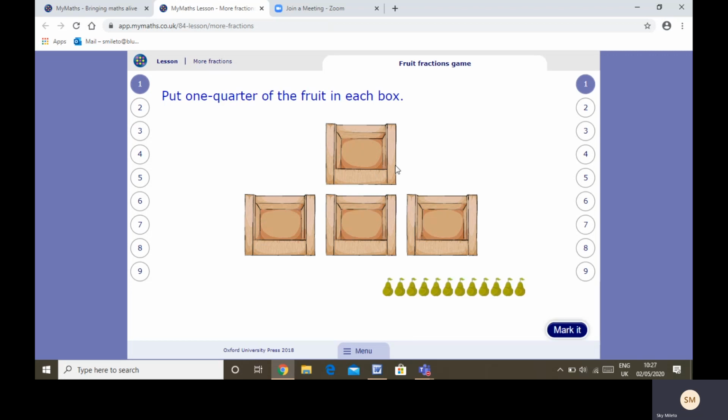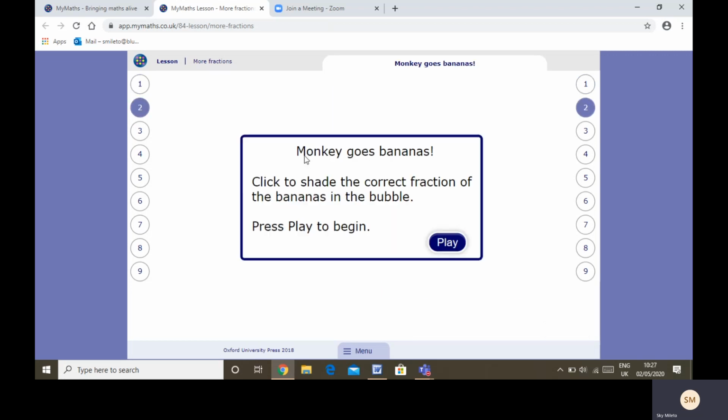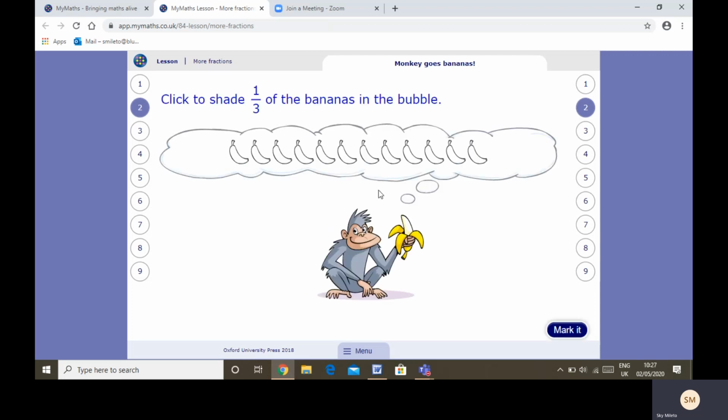So you can do as many of them as you want. Then you can move on to game 2. Game 2 is Monkey Goes Bananas. Colour in the correct colour. Click to shade the correct fraction of bananas in the bubbles. So the monkey is thinking about bananas, and I need to shade in 1/3 of the bananas. The first thing I'm going to do is count them. 1, 2, 3, 4, 5, 6, 7, 8, 9, 10, 11, 12.